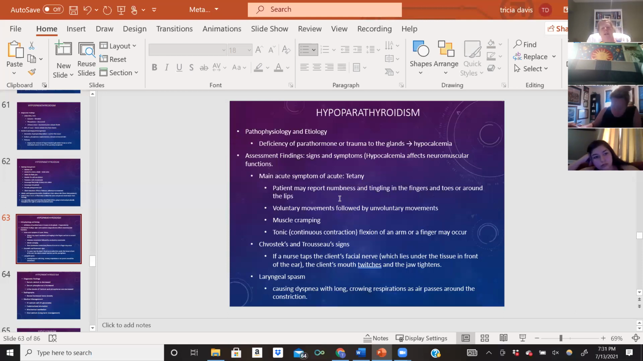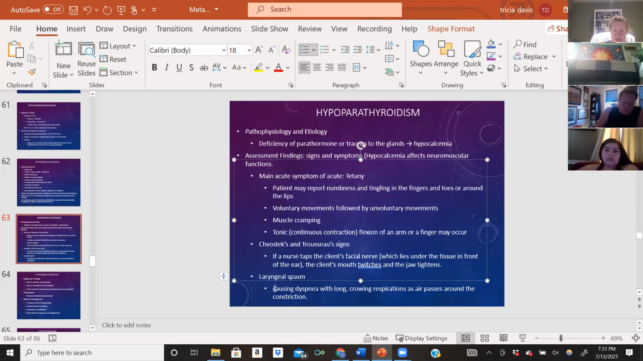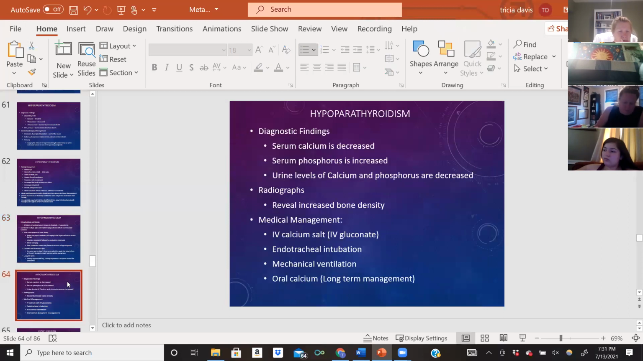They can also experience what's called a laryngeal spasm. When they experience that, it's going to possibly cause them to go into respiratory distress because of the dyspnea. They're going to have dyspnea with long crowing respirations because the air is trying to pass through an area that is very, very constricted. It's going to make a really scary sound, almost like stridor, but not quite like stridor.